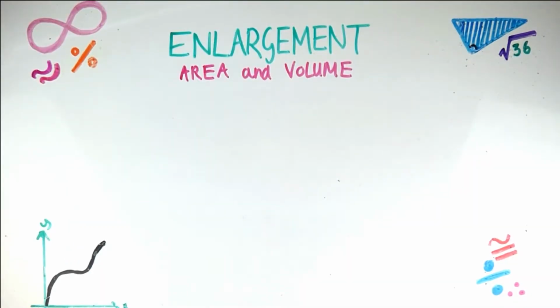Okay, this video is on enlargement, area and volume, and this is all about if you have a scale factor, so lengths might be doubled, what happens to the area and the volume. Some of you might think it just doubles too, but no, this is the key point of this video. So first of all, we're going to look at if you just had a scale factor.